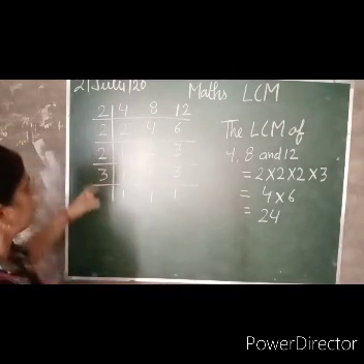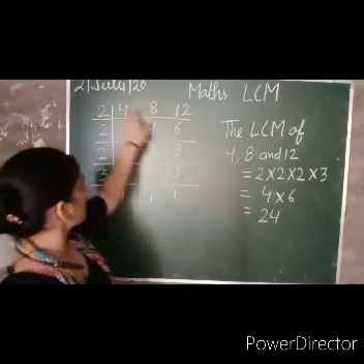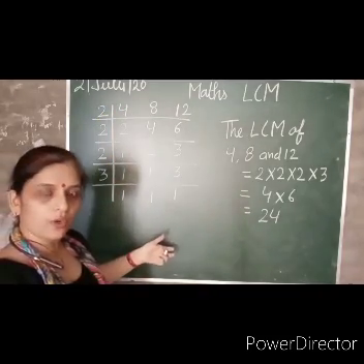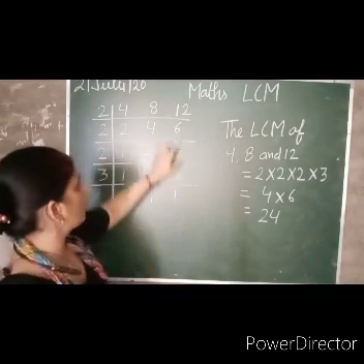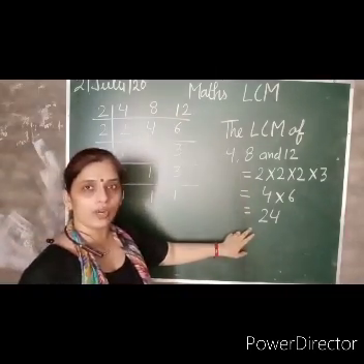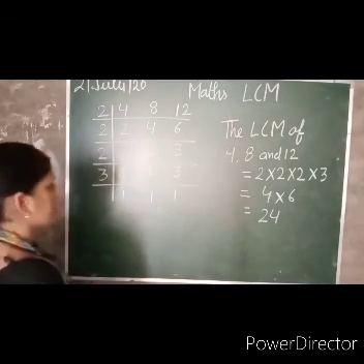We can check the answer. 24 divided by 4. 4 6s are 24. Remainder 0. 8 3s are 24. Remainder 0. 12 2s are 24. Again remainder 0. It means our answer is correct.